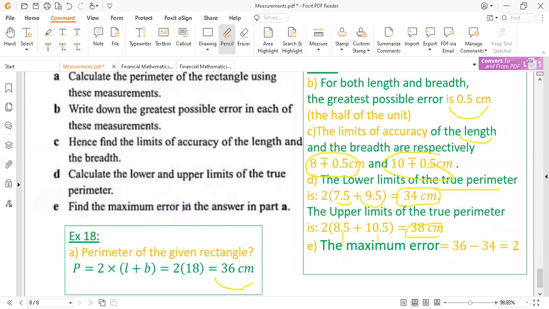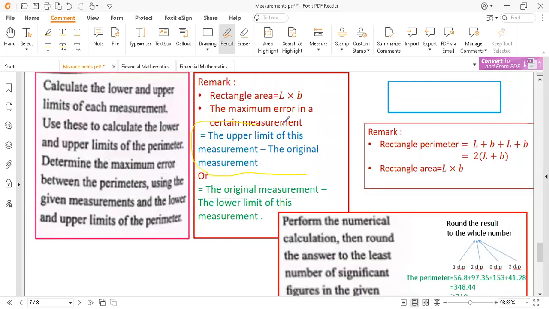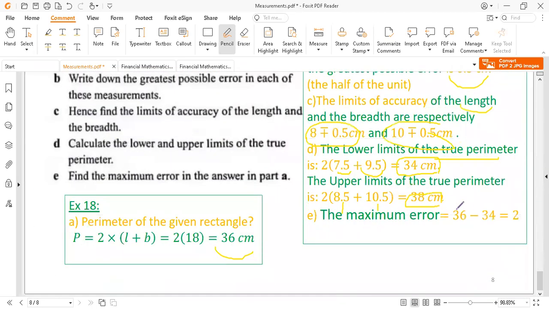Finally, to find the maximum error, we use either this formula or this formula, because they give us the same value. We can subtract the original measurement from the upper limit, or we subtract the lower limit from the original measurement. Here I use the second one, subtracting the lower limit from the original one. So 2 centimeters is the maximum error.